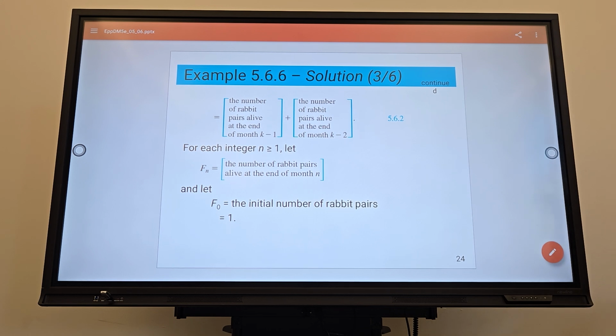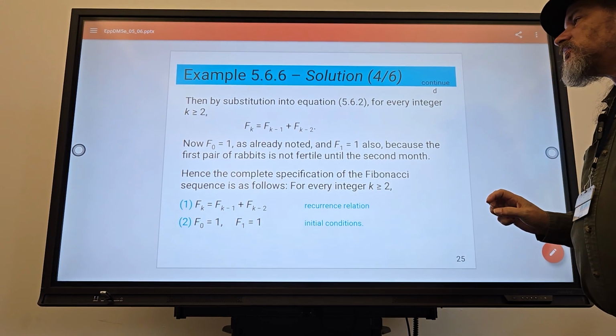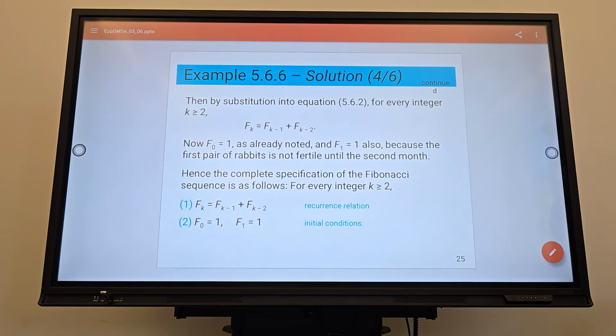For each integer n greater than or equal to 1, let f sub n be the number of rabbit pairs alive at the end of month n. F sub 0 is the initial number of rabbit pairs, which is 1. Then by substitution into the equation for every integer k greater than or equal to 2, now f sub 0 equals 1, as already noted, and f sub 1 equals 1 also, because the first pair of rabbits is not fertile until the second month.